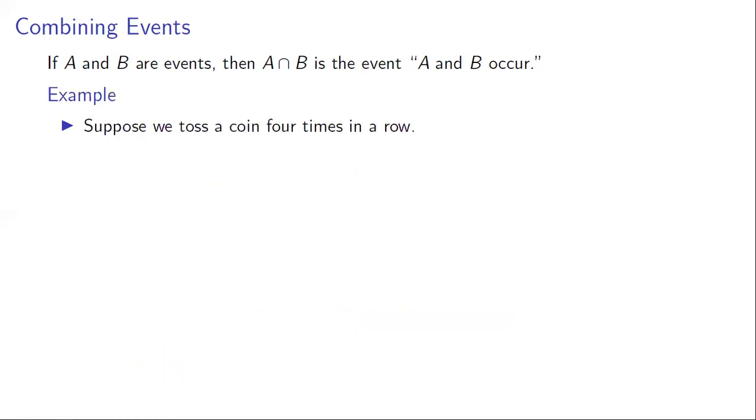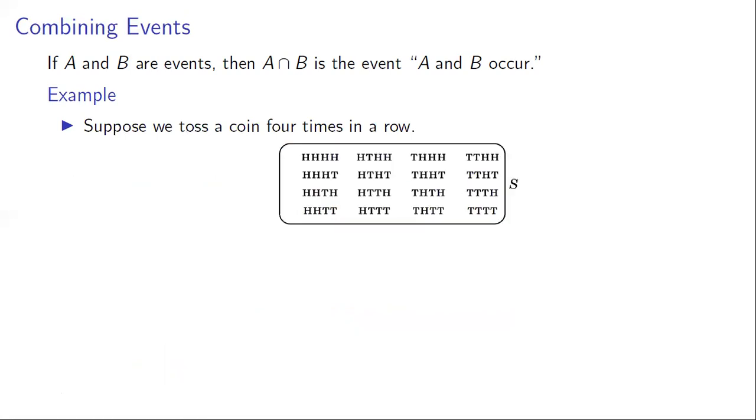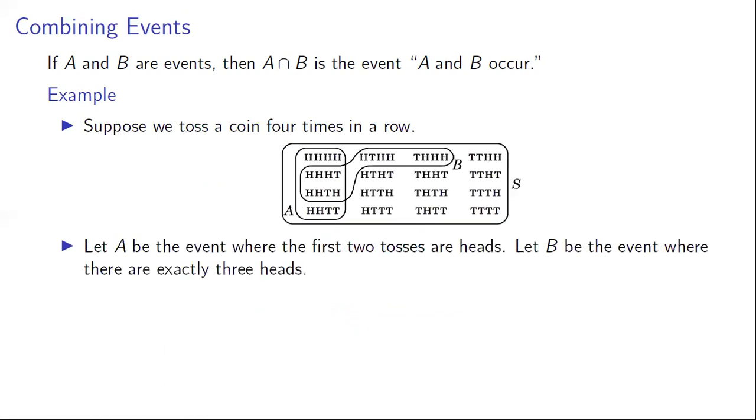So same example, suppose we toss a coin 4 times in a row. Again, this is our sample space. Let A be the event where the first 2 tosses are heads as before. Let B be the event where there are exactly 3 heads as before. Now we're going to talk about what is A intersected with B. That's a new event. So that's going to be the places where the first 2 tosses are heads and there are exactly 3 heads, right?